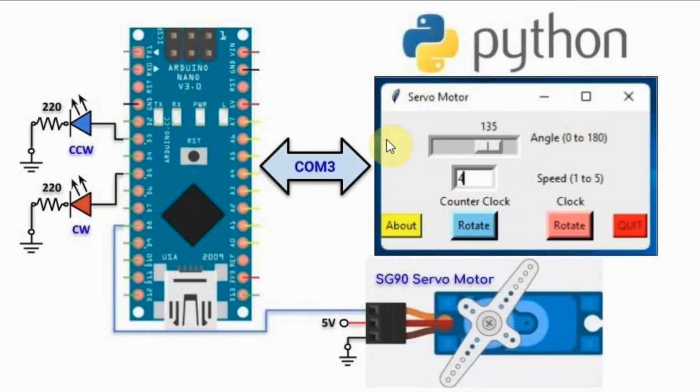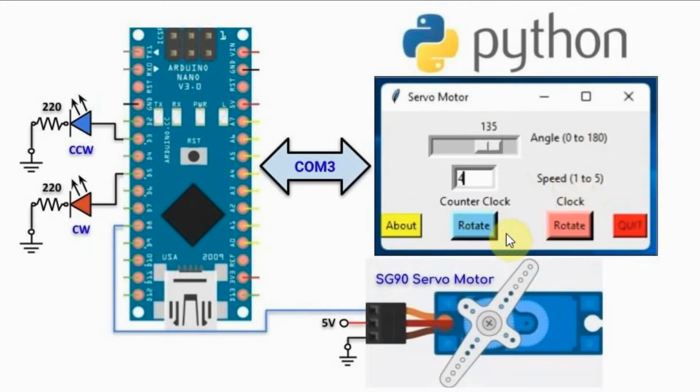A Python GUI is designed in such a way so as to control the rotation of the servo motor either clockwise or counterclockwise. The GUI includes a slider to give us the rotation angle from minimum 0 degrees to 180 degrees. And we have an input field here which gives us the speed of rotation. 1 is the slowest, 5 is the fastest.